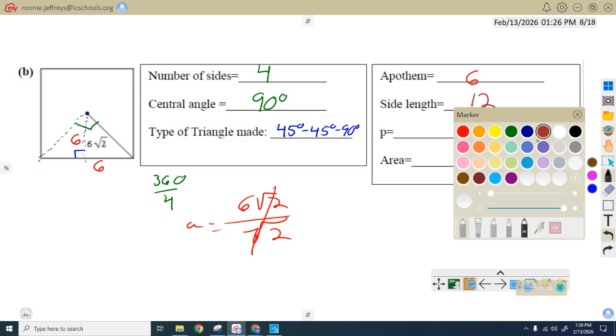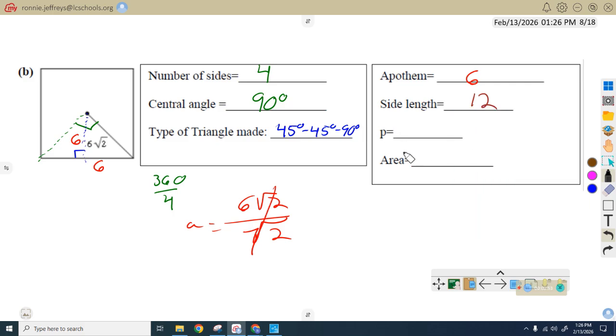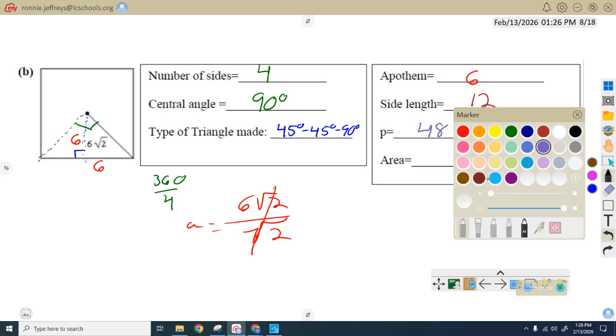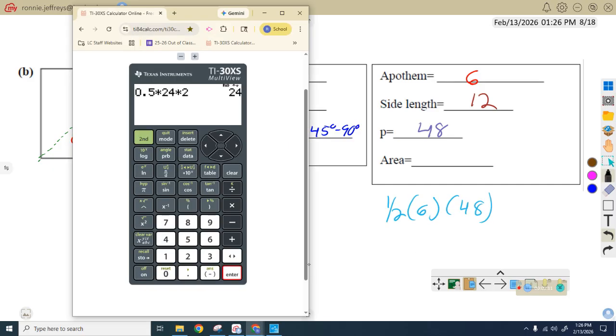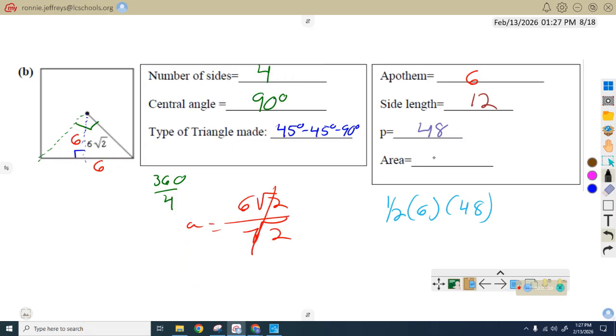Okay, anywho, now the perimeter is 4 times the length of the side. So what is 4 times 12? 48. So our area would be 1/2 times 6 times 48. All right, so it's 144.